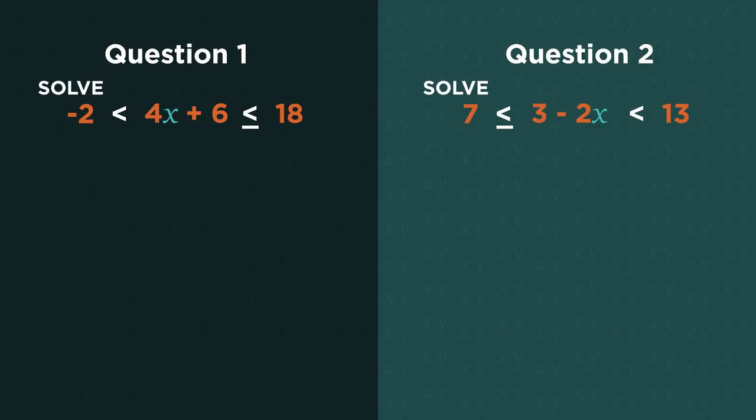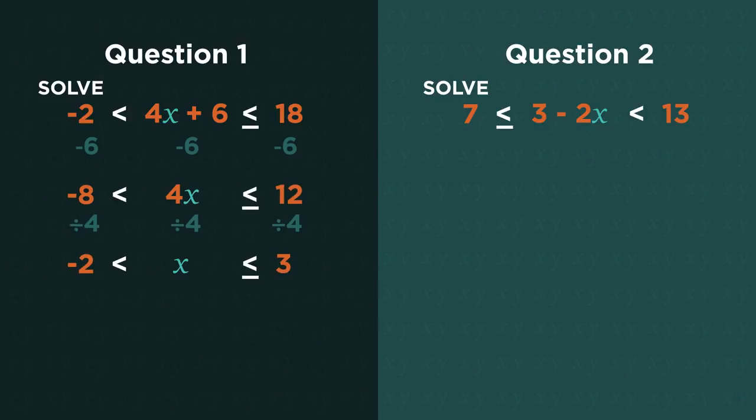Here are two for you to do. Just be careful with the second one though, because you're going to have a negative x, which means you're going to have to flip the direction of the inequalities. Pause the video, solve the questions, and click play when you're ready. How did you get on?